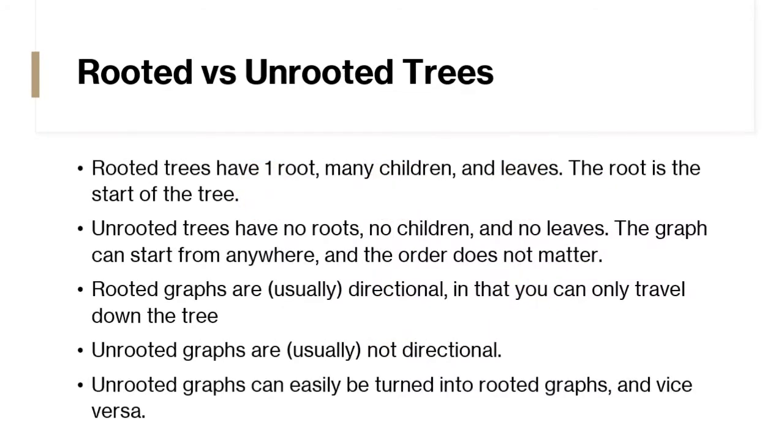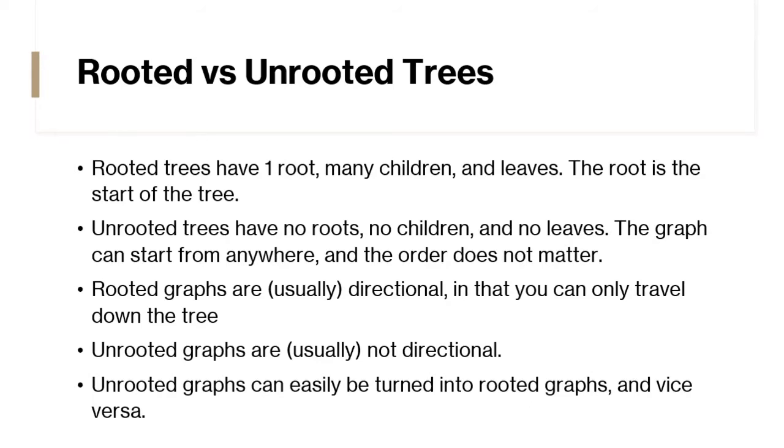So rooted graphs are usually directional in that you can only travel down the tree. Unrooted graphs are usually not directional. You can travel any way. Now this is key. The "usually" is key. You can find instances of when you will use a rooted graph that is not directional.